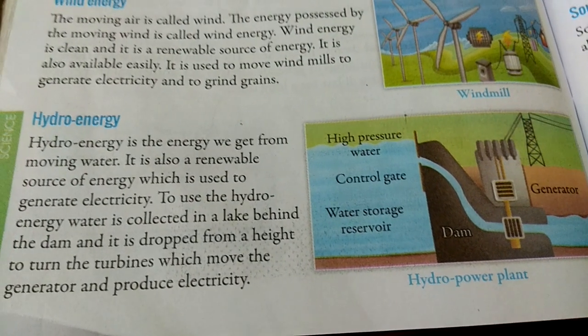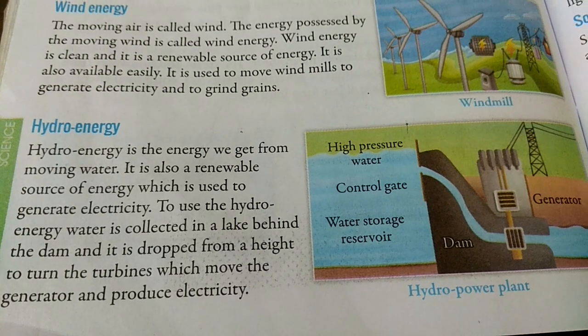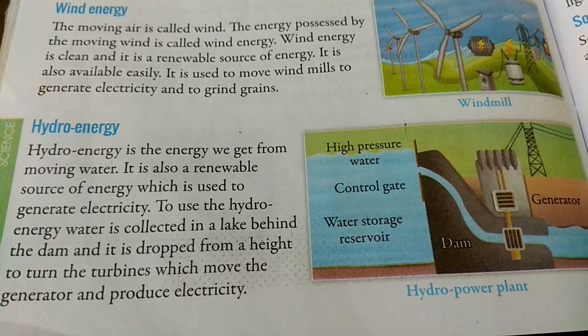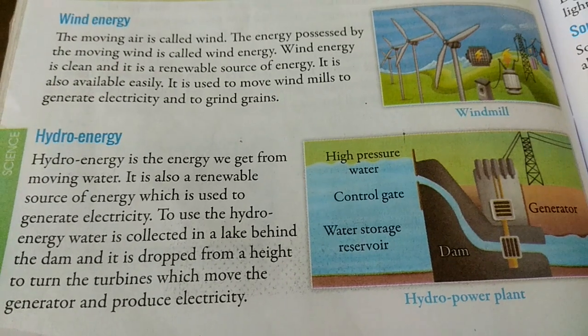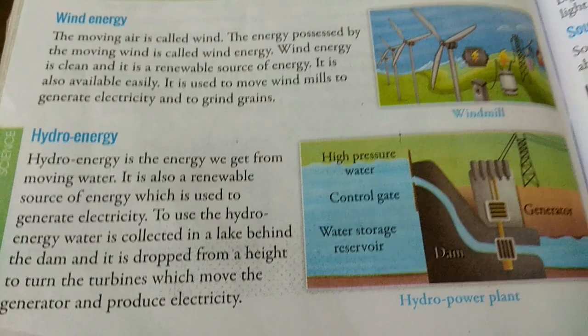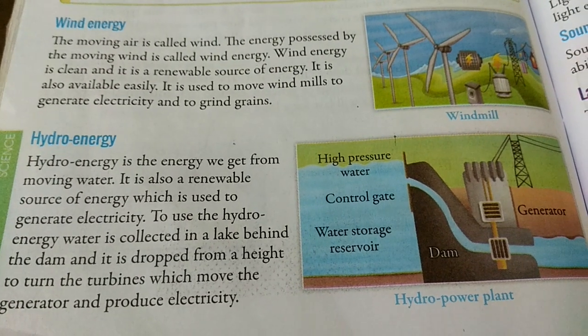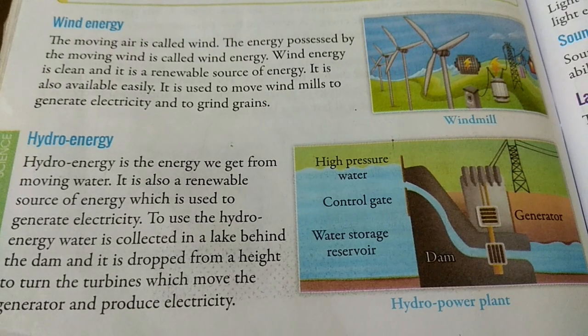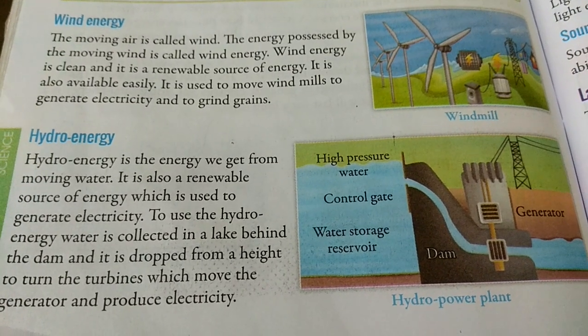Next comes the hydro energy. The power of running water is used to generate electricity. A dam is built to trap running water. Water is allowed to flow through tunnels in the dam to turn turbines and thus drive generators.